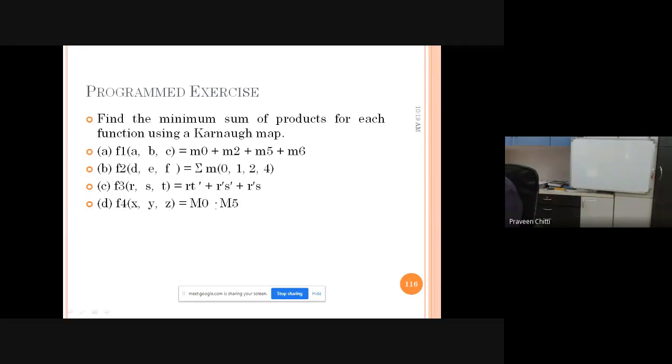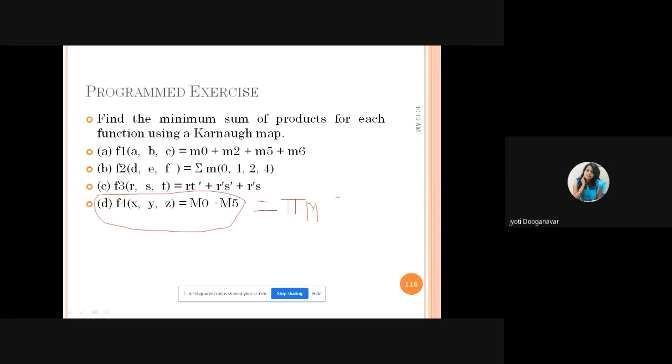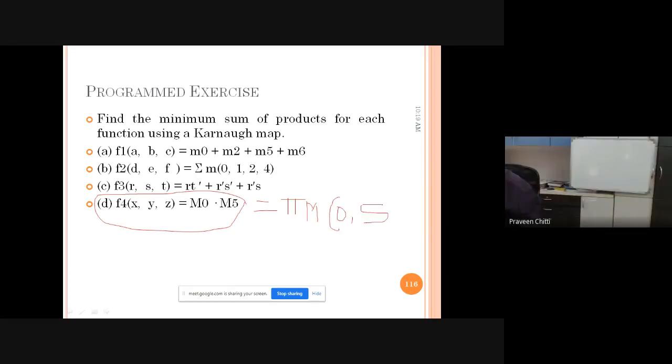F4 of xyz equal to m0 dot m5. How should this be done? You have to do this as homework. This is equivalent to what? Pi m of 0, 5. Capital M is the max term, small m is the min term. So you can do this also. This you can do as homework.